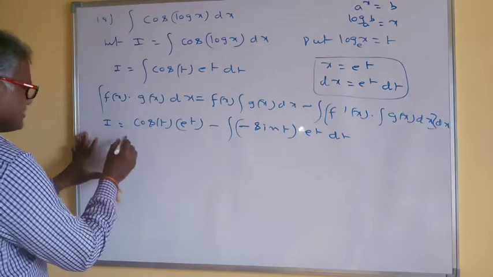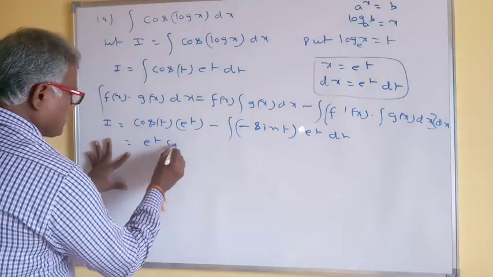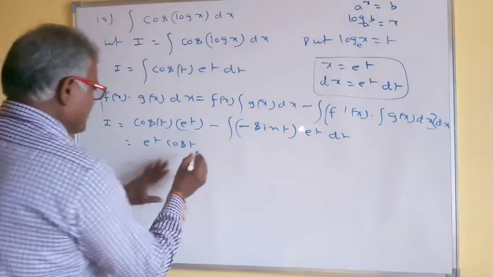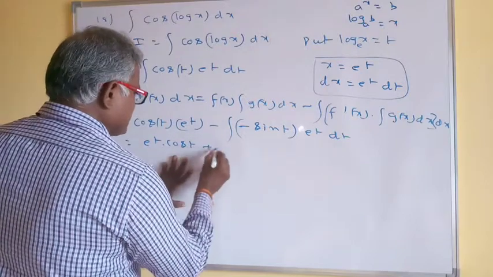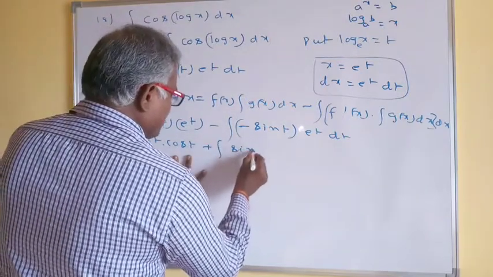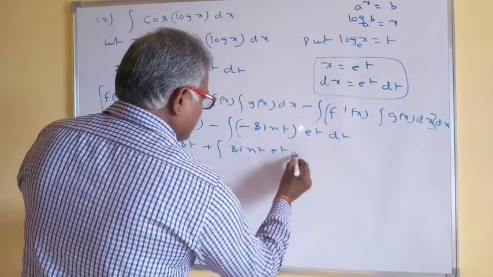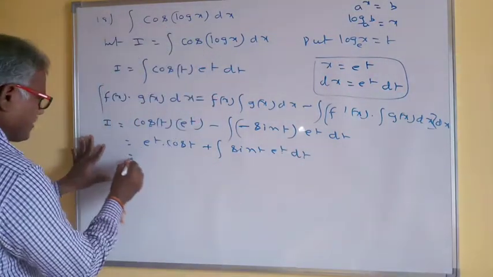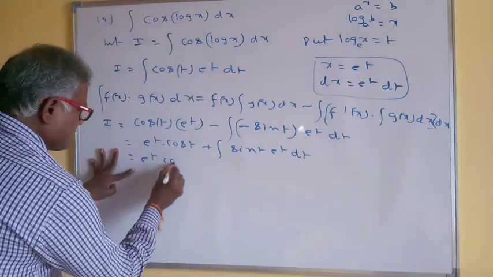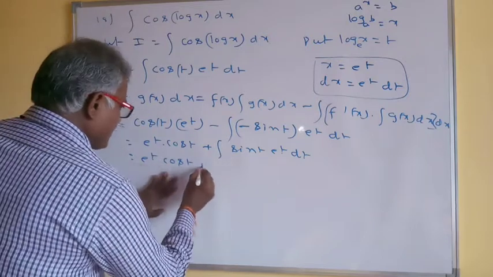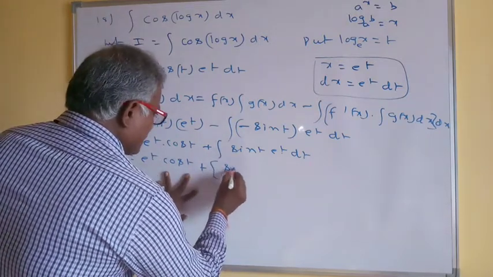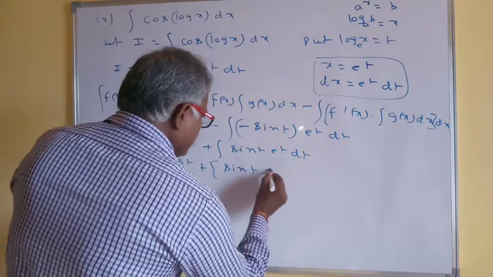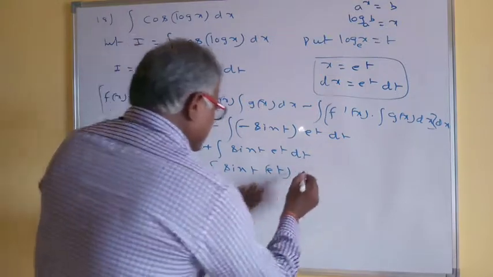So e power t cos t, minus plus integral sin t e power t dt. Again by parts. E power t cos t plus, again, first function into integral of second function.